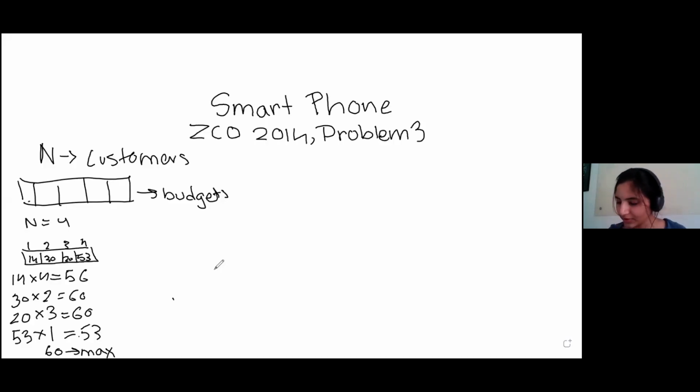Something interesting to note here is that 53, being the largest, has only 1 customer. 30, being the second largest, has 2 customers. 20, being the third largest, has 3 customers. And 14, being the smallest, has all 4 customers. What we see here is that the number of customers increases as the price of the product decreases.